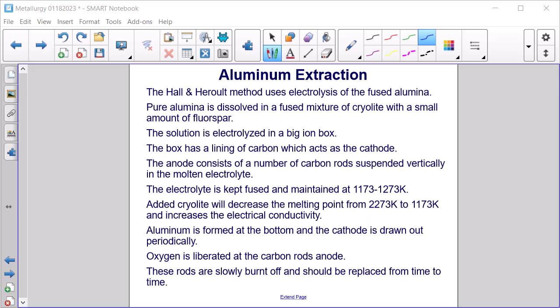electrolyte. The electrolyte is kept fused and maintained at 1173 to 1273 Kelvin. Added cryolite will decrease the melting point from 2273 to 1173 Kelvin and increases the electrical conductivity. Aluminum is formed at the bottom and the cathode is drawn out periodically. Oxygen is liberated at the carbon rod's anode. These rods are slowly burnt off and should be replaced from time to time.